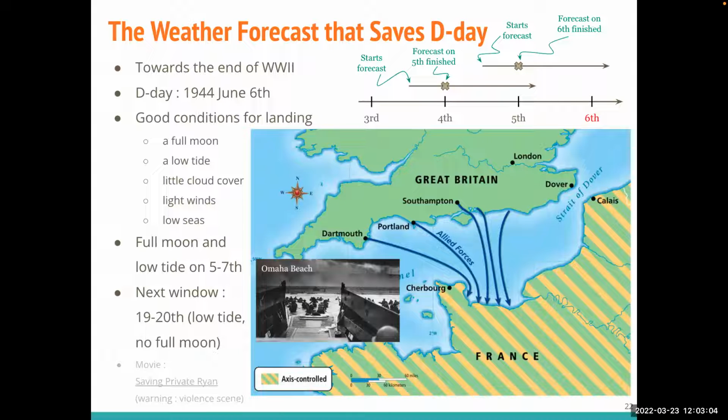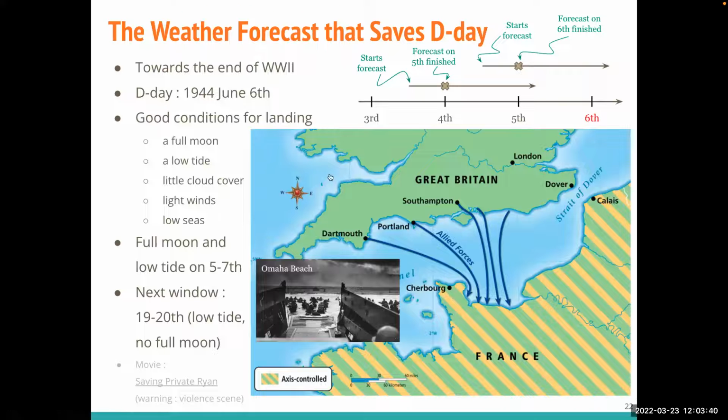Okay, so this is the same operation we have just talked about. We start a forecast over a day, and then we start another forecast for another day. In the Second World War, they did this also. They started the forecast in the middle of June 3rd, 1944, and then they got the forecast of the 5th on the 4th. One day before the day you want to forecast, and then they start another one.